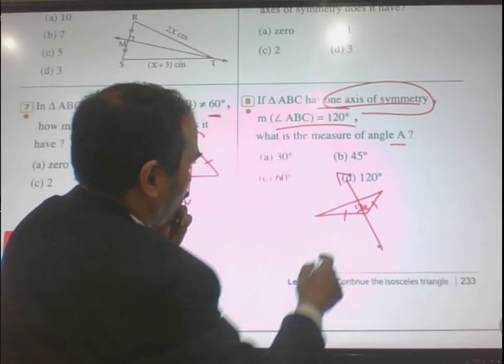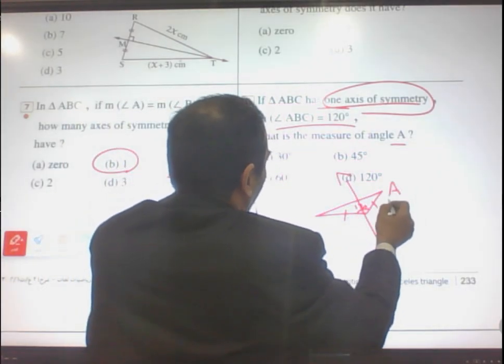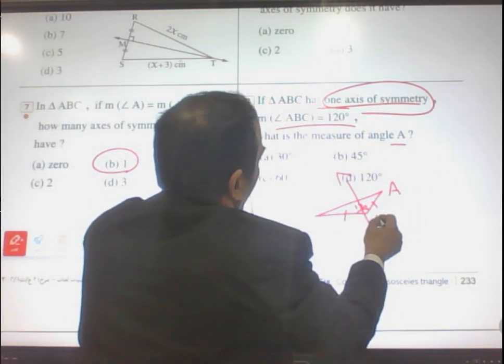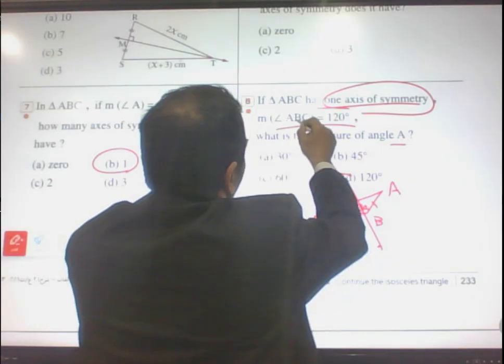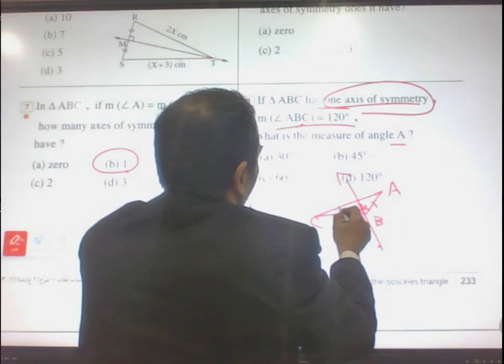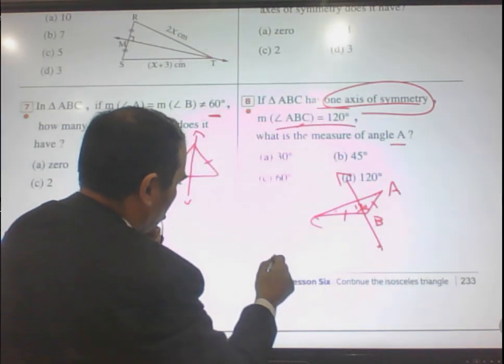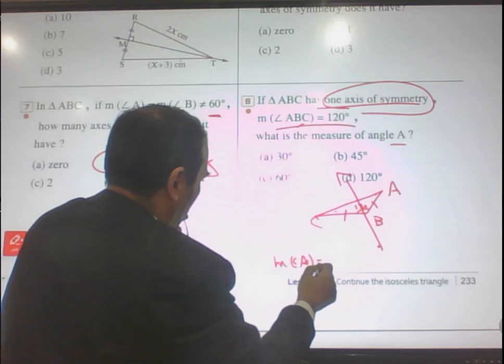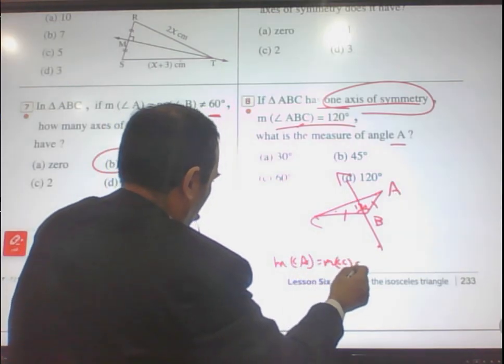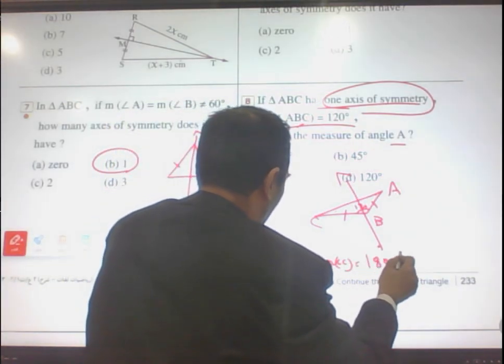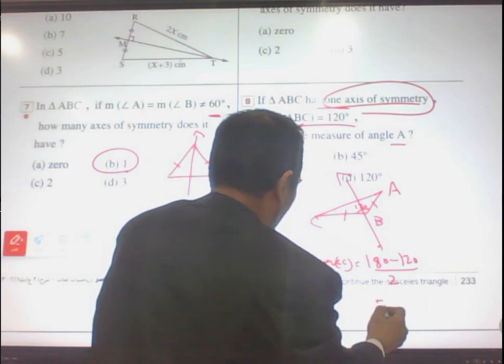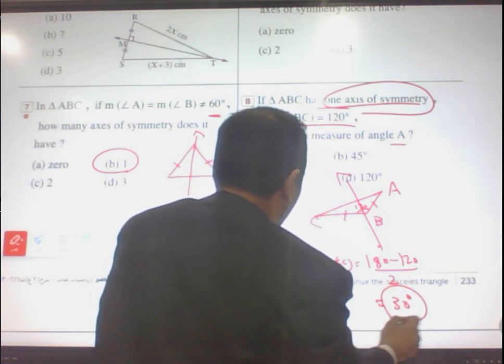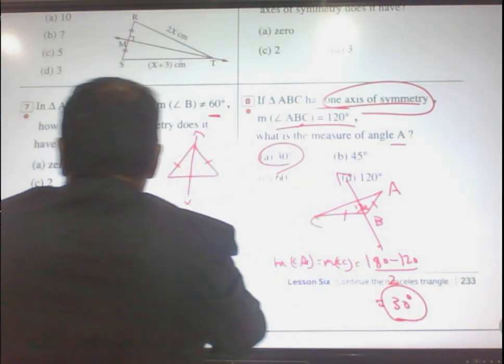How is this? We have 120. Is this angle A and angle B and angle C? Because the measure of angle B is 120, and the measure of angle A equals the measure of angle C. They are equivalent, right? The measure of angle A equals the measure of angle C equals (180 subtracted by 120) divided by 2, which equals 60 divided by 2, which is 30 degrees. Then the answer will be 30 degrees.